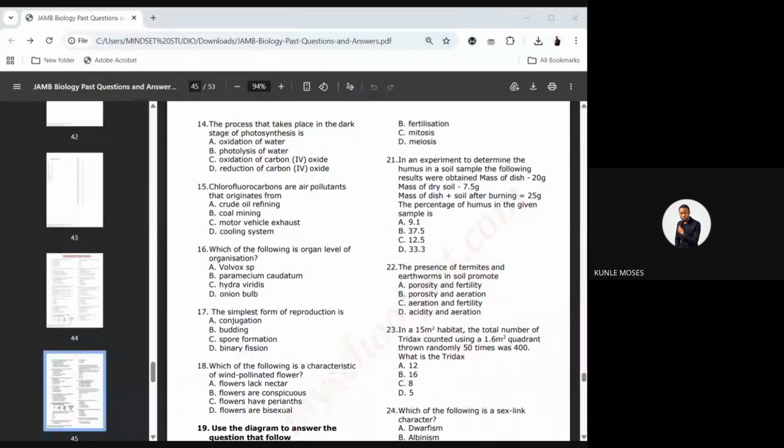Chlorofluorocarbons are air pollutants that originate from what? Cooling system. What do you say? Cooling system, D. Very good. What is the gas that originates from motor vehicle exhaust? Carbon monoxide. Which of the following is an organ level? Yes, it's organ level of organization.